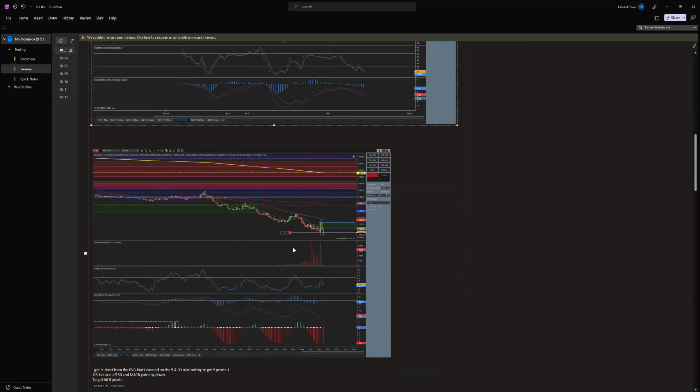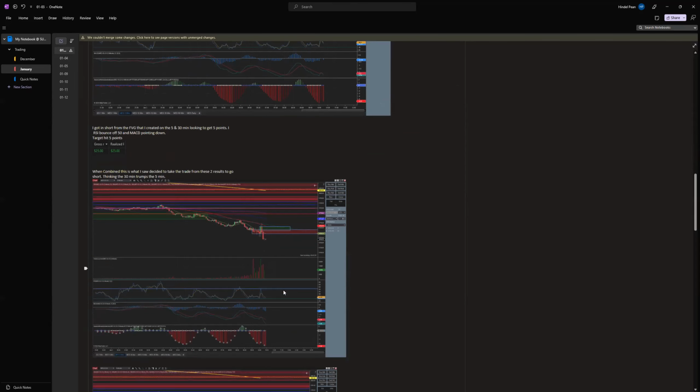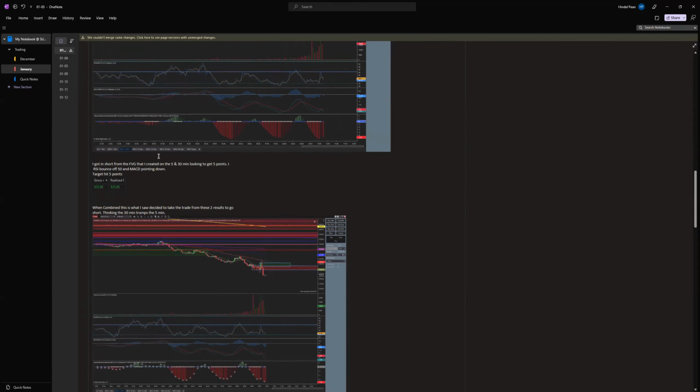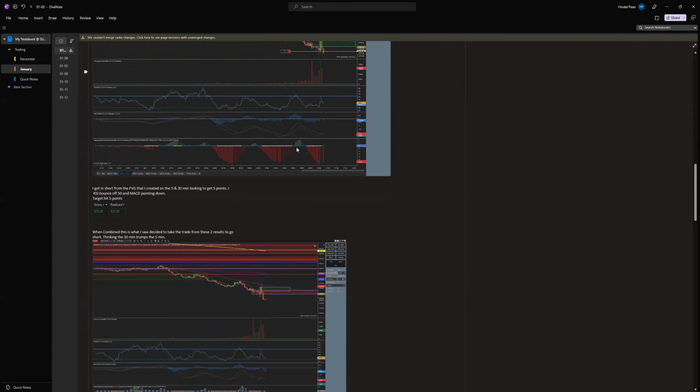I went with the 30-minute because I felt like it was a higher time frame, so that was gonna trump the 5-minute, which I was able to get. I was able to get in, and I was able to get 5 points off of it, because again, I wasn't trying to do 2 contracts. I just wanted to see how it would work out. So I did get 5 points.